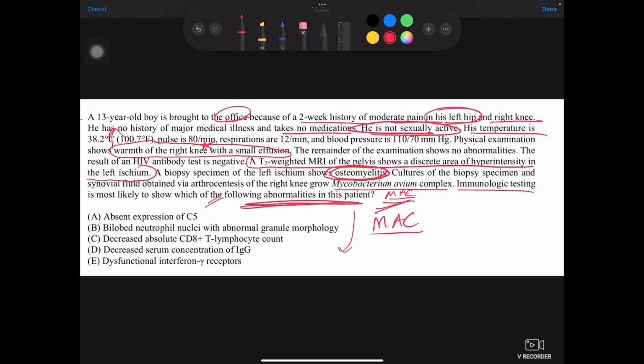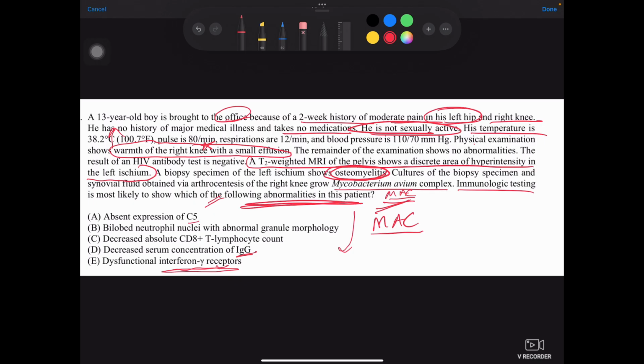Absent expression of C5. Bilobed neutrophil nuclei with abnormal granule morphology. Decreased absolute CD8 T lymphocyte count. Decreased serum concentration of IgG antibodies. Dysfunctional interferon gamma receptors. Now, this is a difficult question, guys. Okay, let's see.